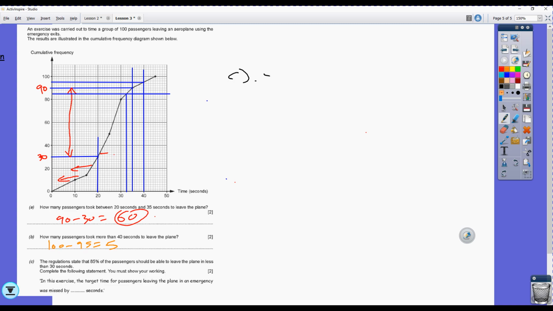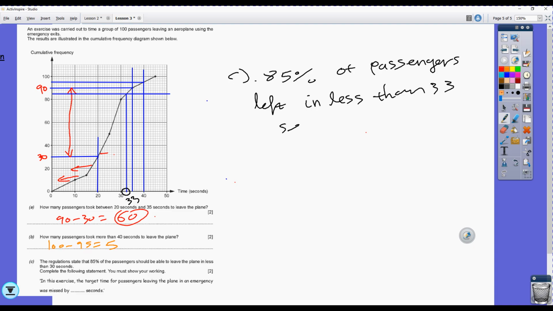So what I can say is that 85% of 100 is just 85, so I can say 85% of passengers certainly left in a time less than 33 seconds, which is here. So 85% of passengers left in less than 30 seconds. Not 30 seconds, in less than 33 seconds. But what they want is for the 85% of passengers to be able to leave in less than 30 seconds. So we can see the target time was missed by 3 seconds.